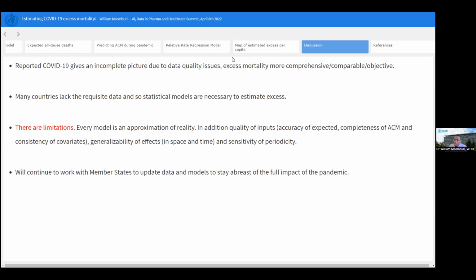So we will continue to work with member states to update the data that are used as input and the models that are being applied so that we can stay abreast with the full impact of the pandemic.